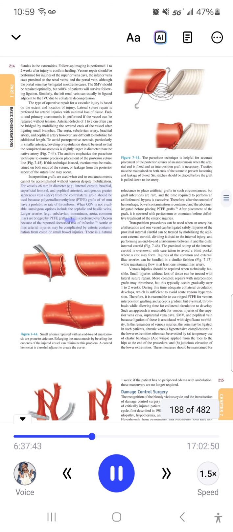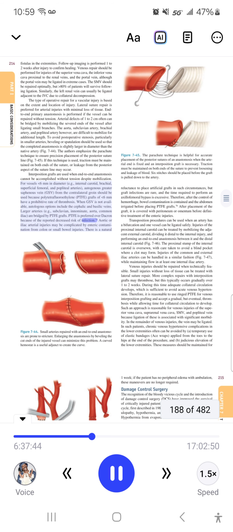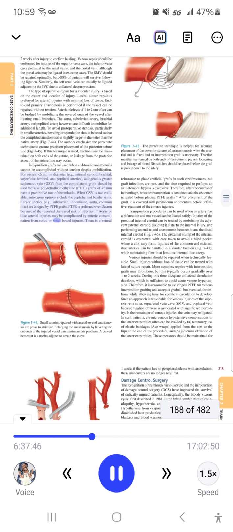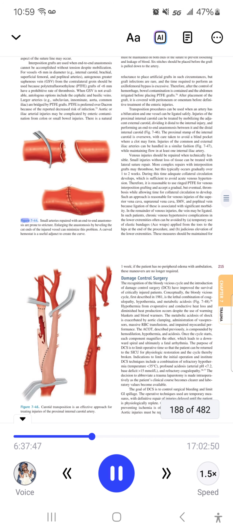PTFE is preferred over Dacron because of the reported decreased risk of infection. 75. Aortic or iliac arterial injuries may be complicated by enteric contamination from colon or small bowel injuries.